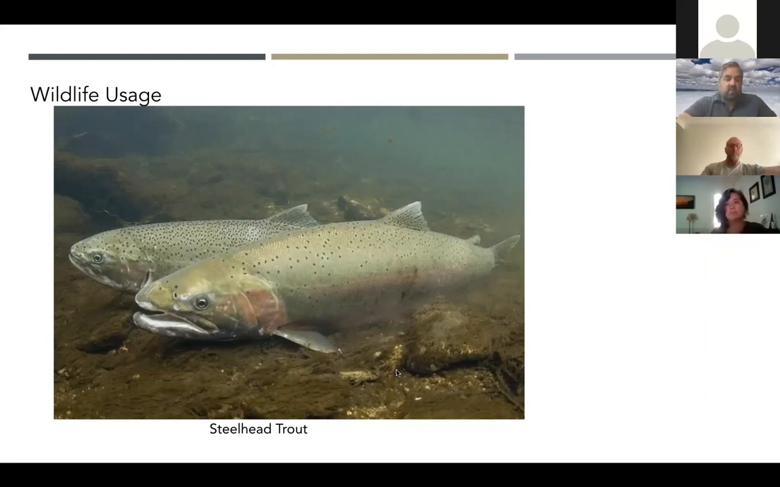So one way to tell a steelhead is you have these white lips. That's a real determining factor there versus dark lips of a salmon. And they are very strong swimmers. They can get 24 inches or larger.